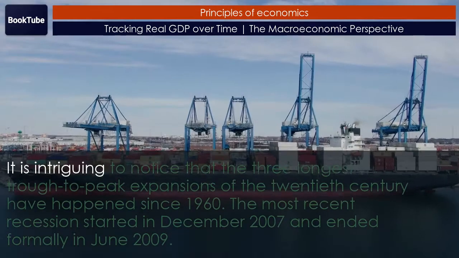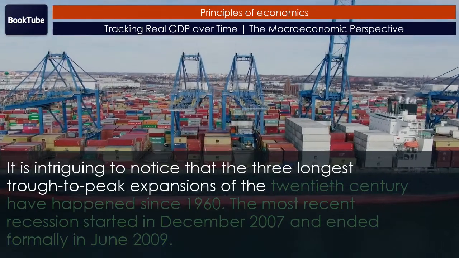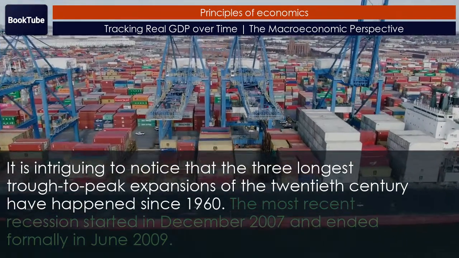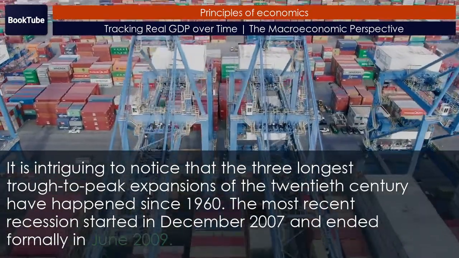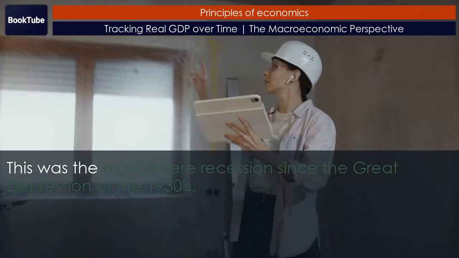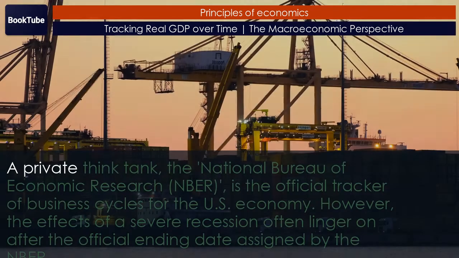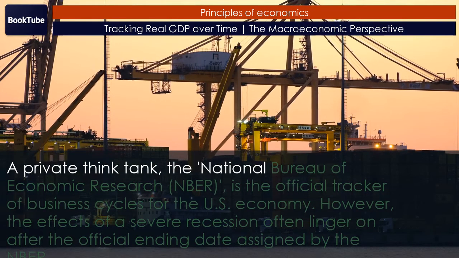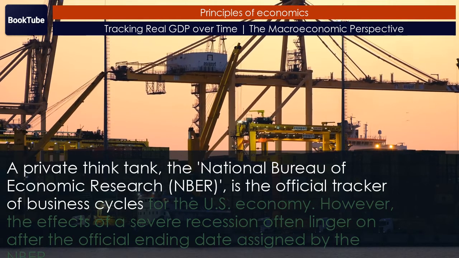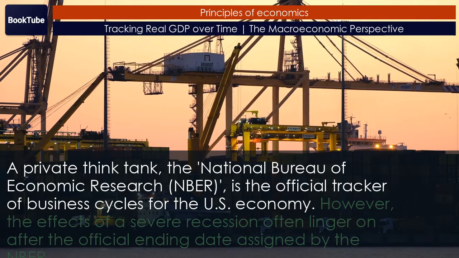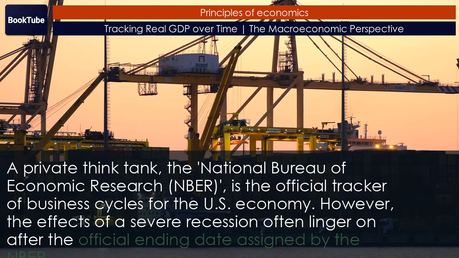It is intriguing to notice that the 3 longest trough to peak expansions of the 20th century have happened since 1960. The most recent recession started in December 2007 and ended formally in June 2009. This was the most severe recession since the Great Depression of the 1930s. A private think tank, the National Bureau of Economic Research, NBER, is the official tracker of business cycles for the U.S. economy. However, the effects of a severe recession often linger on after the official ending date assigned by the NBER.